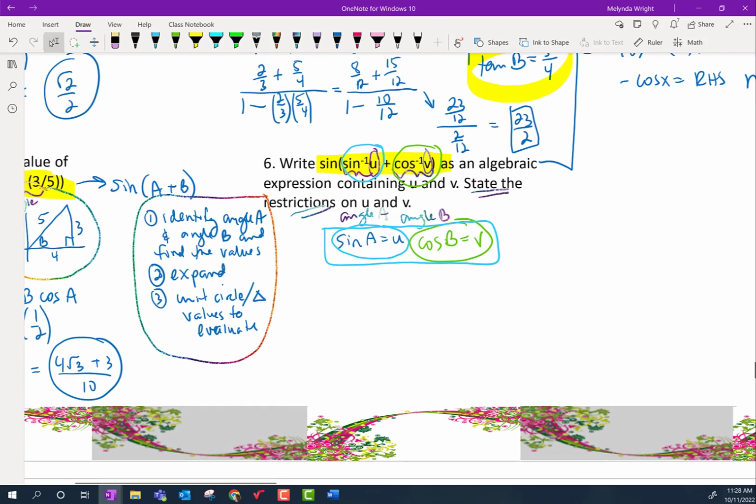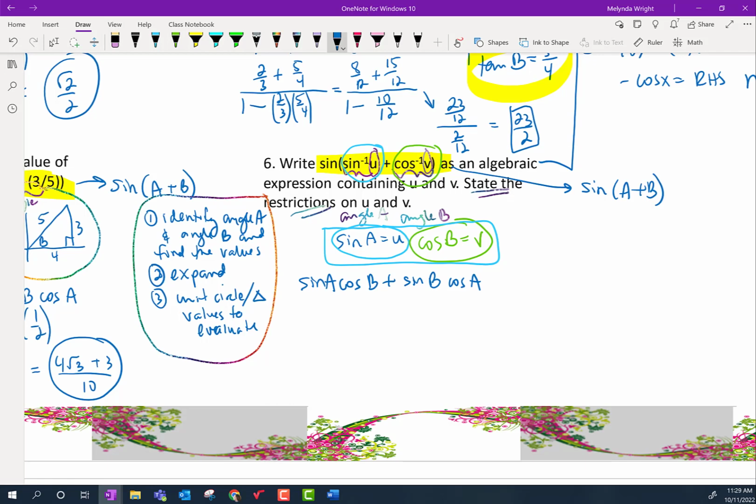Now what we're going to do is what we did over here. This is the same thing as sine of A plus B, just like we did on number 5. I told you they were very similar. So we're going to expand it, and sine expands very nicely. So sine of A cosine of B plus sine of B cosine of A. Are we okay so far?